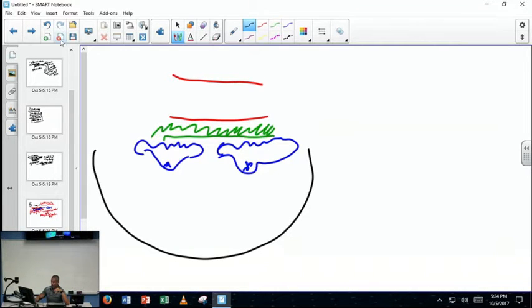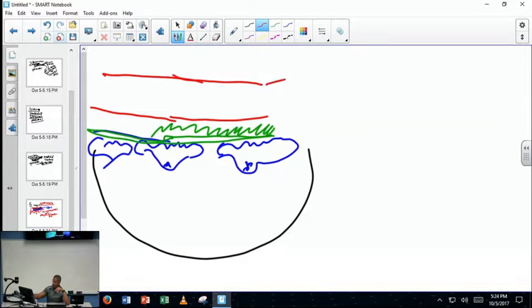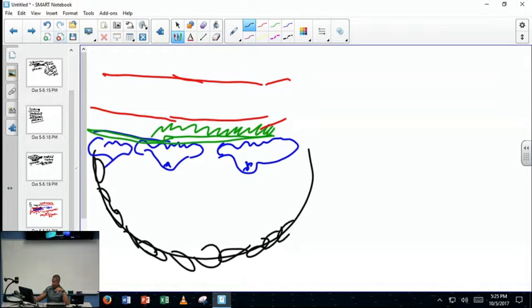So you guys remember Bowman's capsule. Your visceral epithelium is the part of the epithelium that's connected to your glomerulus. This is the rest of Bowman's capsule. Those are your parietal epithelial cells. They don't have any special purpose, they're just regular epithelial cells. So that's your Bowman's capsule.